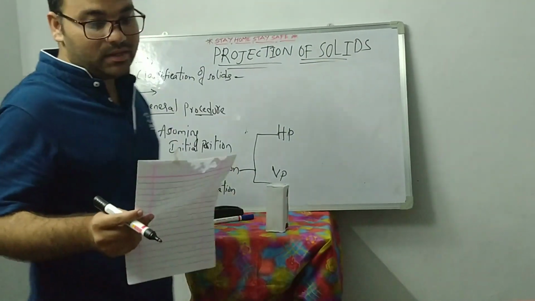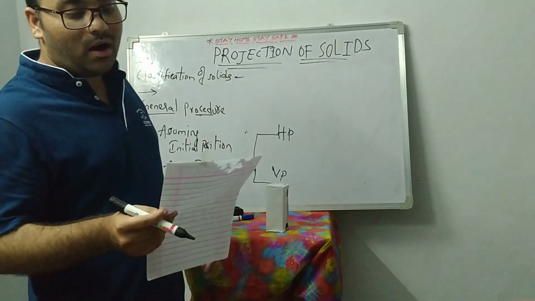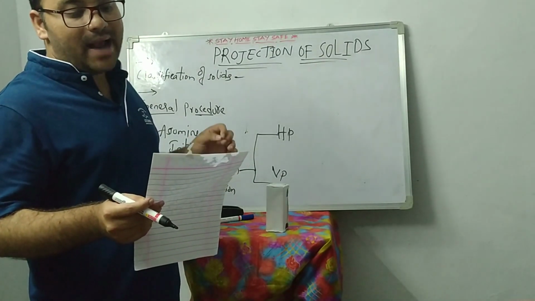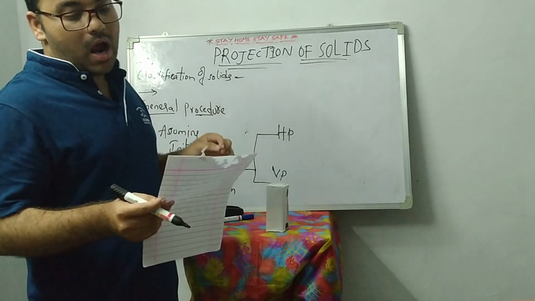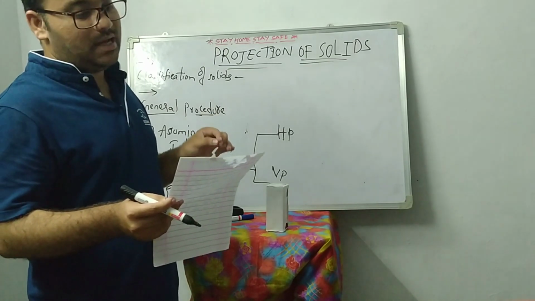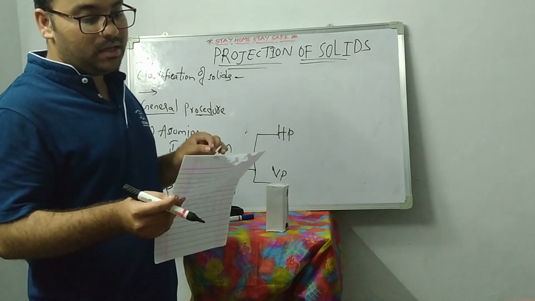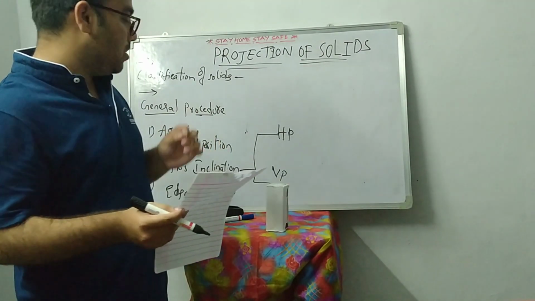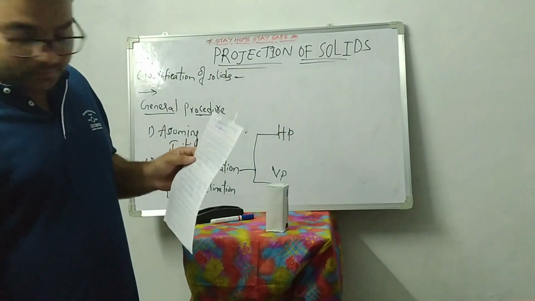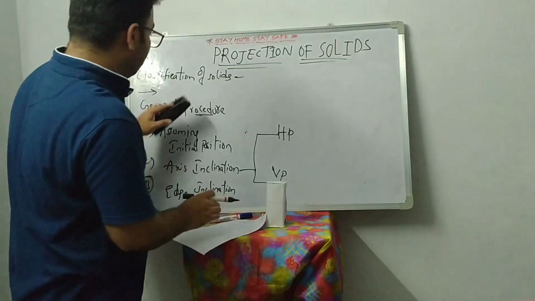So the first problem is: a square prism having a side base of 40 mm and axis height of 60 mm is resting on the HP on one of its base edges, such that its axis is inclined at 30 degrees to the HP and parallel to the VP. Draw its projection. So what is the given data in this problem?